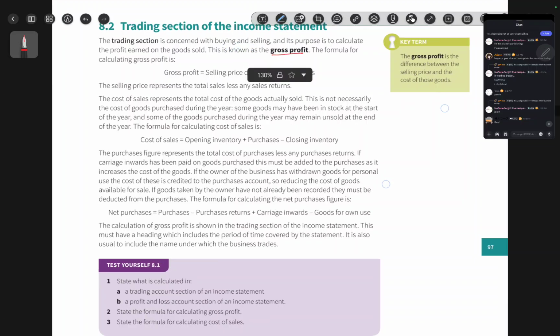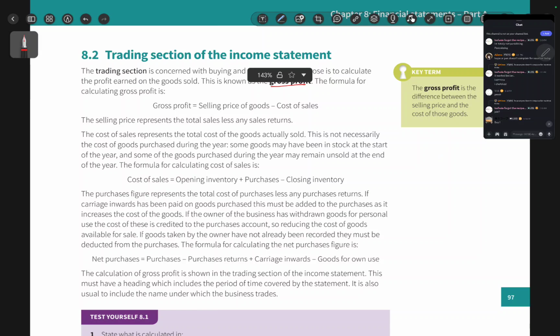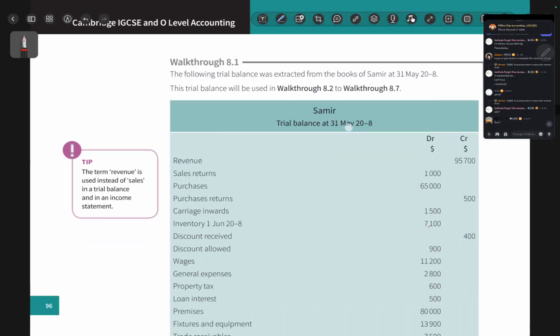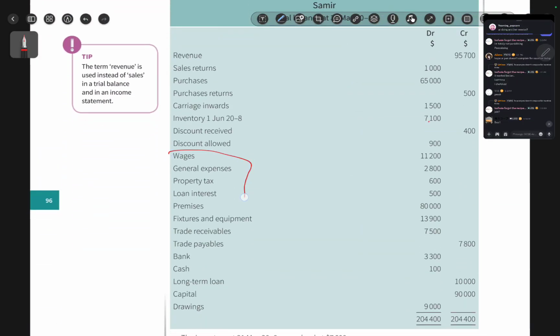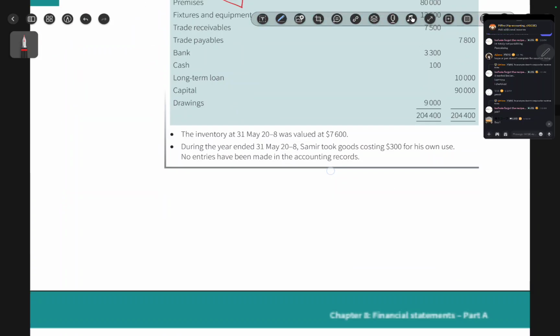All right. Trading section of the income statement, buying and selling, and its purpose is to calculate the gross profit. What's the gross profit? The difference between the selling price and the cost of the goods sold. So it's to calculate the profit earned on the goods sold. In a business you have your normal expenses such as your rent and all that kind of stuff. Without these expenses, you make sales. Whatever profit you earn on them is your gross profit.